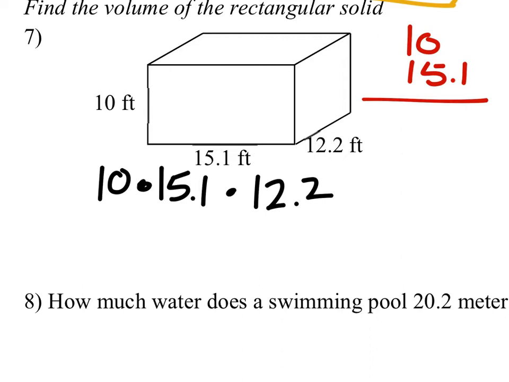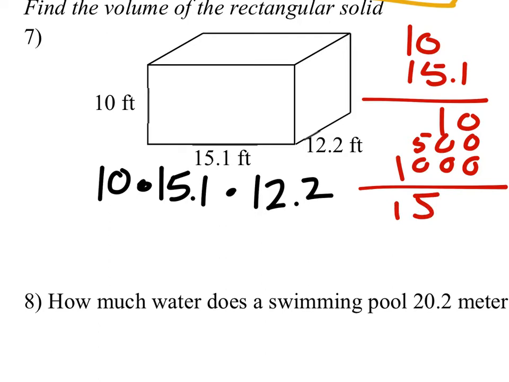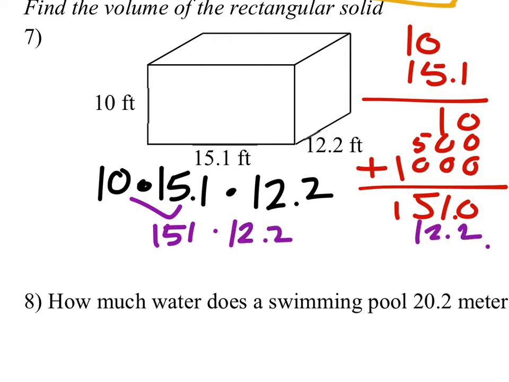So 1 times a 0 is 0. 1 times 1 is 1. Tens position, 5. And then the hundredths position, bam, 1. So 1, 5, 1, 0. But we had one decimal place, so I get 151. And so these two came out to 151. Now I'll multiply this by 12.2. I don't really need the 0 there.